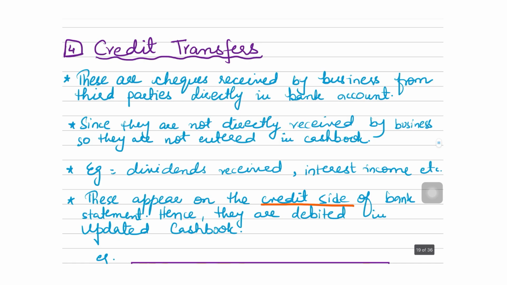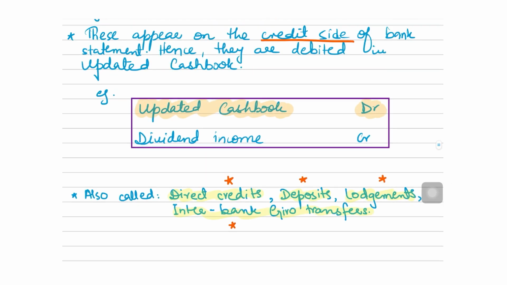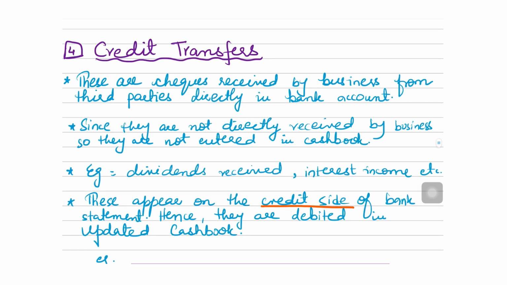Moving towards the fourth one, credit transfer. So far we were talking about the cash outflow. Now this is cash inflow. Credit transfers, they are also called direct credits, deposits simply, lodgements, or interbank giro transfers, right? In the past papers you will see multiple terms used for such entries.